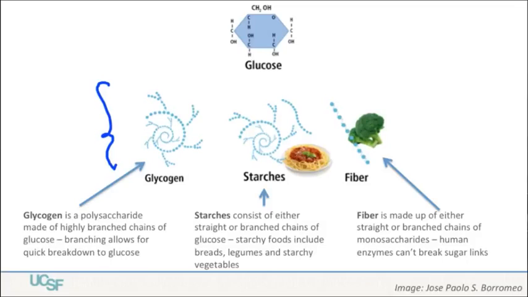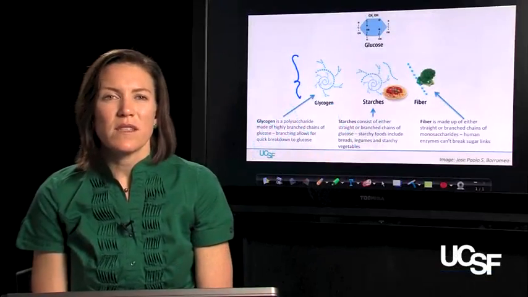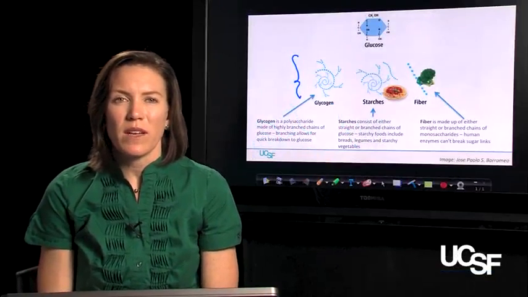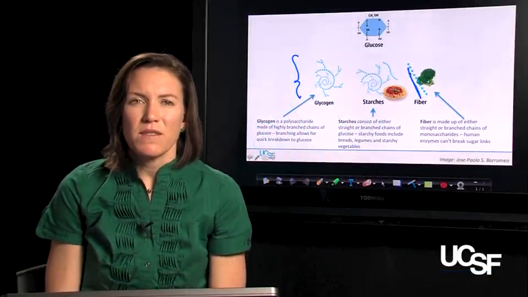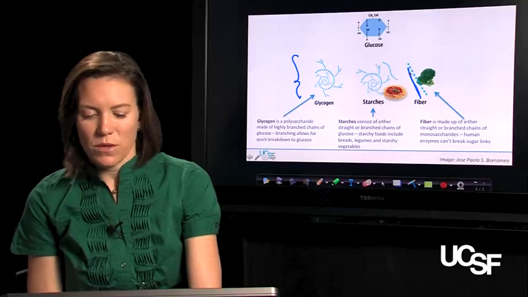Starchy foods include things like breads, legumes, and starchy vegetables. And then we have fiber. Fiber is made up of either straight or branched chains of monosaccharides. Human enzymes can't break down many of these sugar links. And cellulose is a type of fiber that we find in wheat bran and broccoli. That's a picture that you see here. And cellulose is a fiber that's made up of straight chains of glucose.